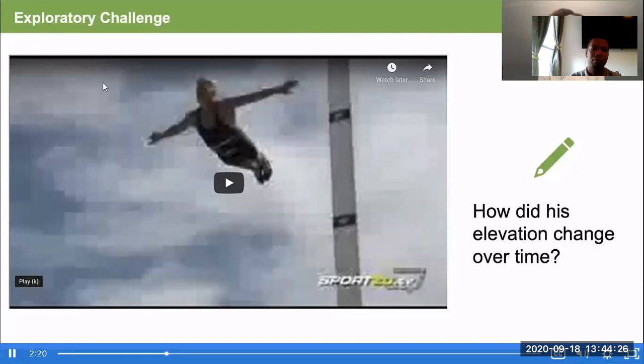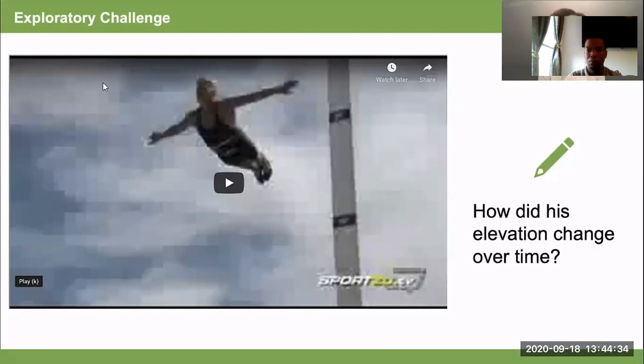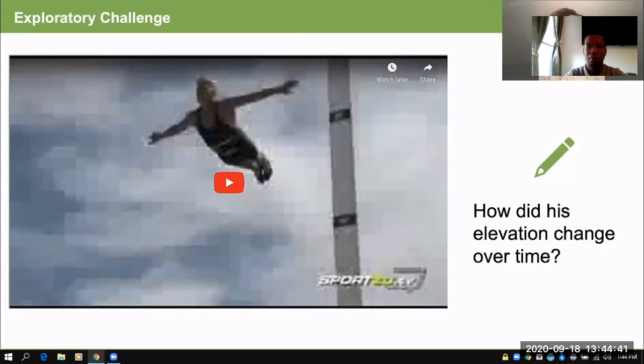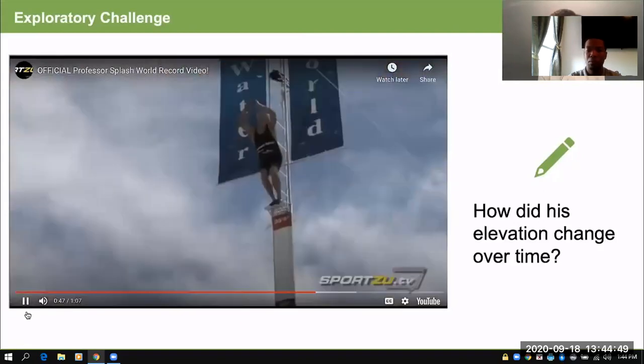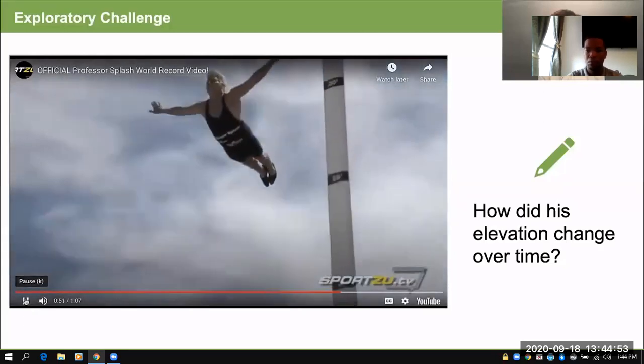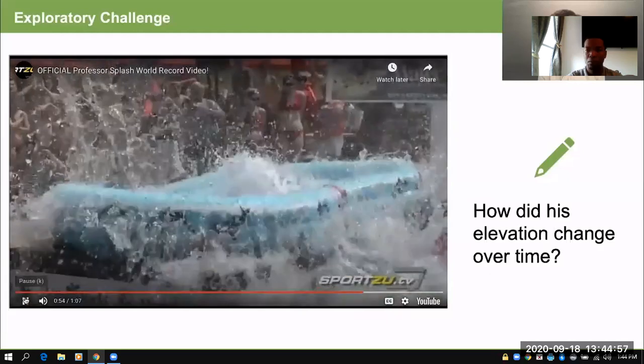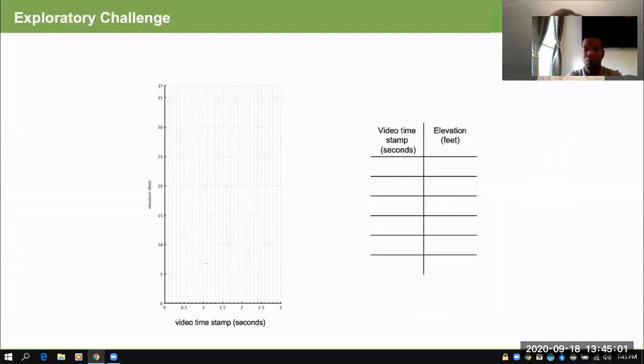To pause the video every 1 second and record the diver's change in elevation after each 1 second interval. Once you have recorded his change in elevation over each 1 second interval, then I would like for you to represent it in a graph using your graph paper. Now that you've had an opportunity to create your graph and table of the diver's change in elevation over time, let's take a look at what I've come up with and compare your work to my work. We can begin by considering his initial elevation. What was his starting point?